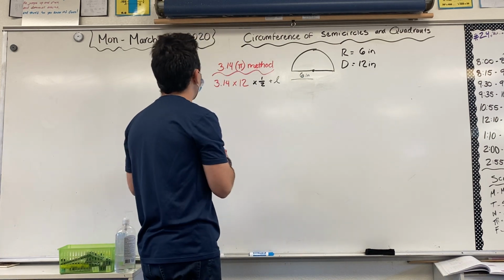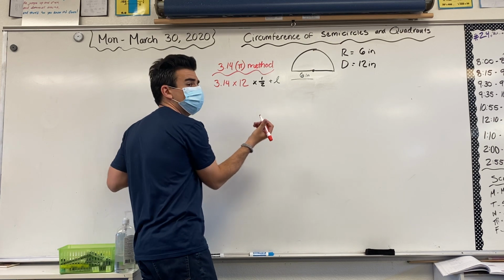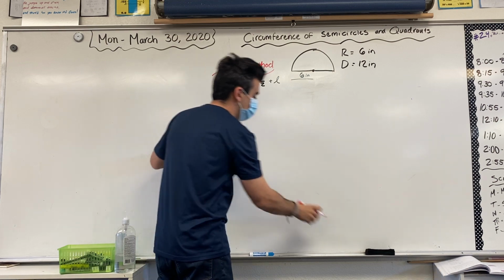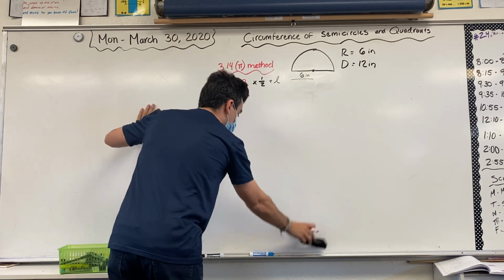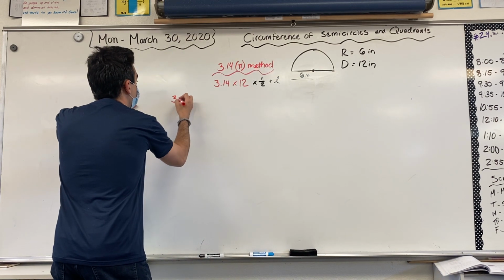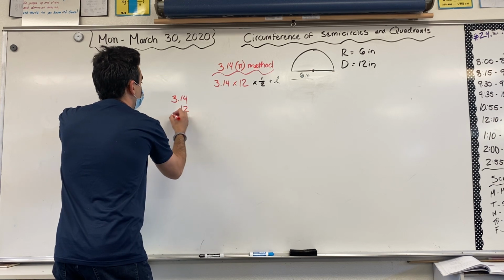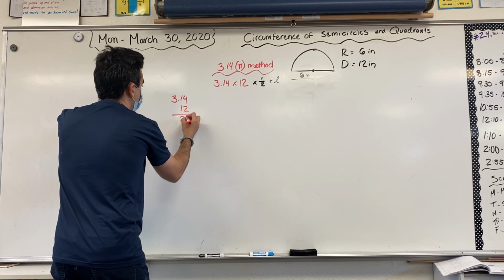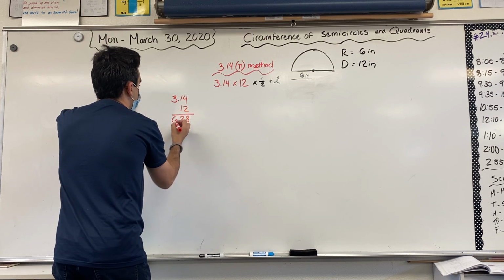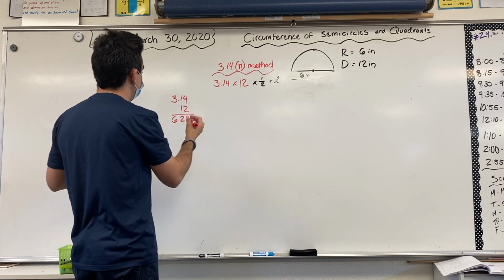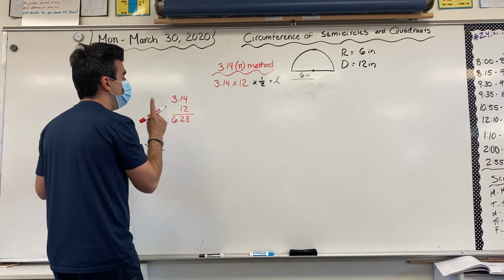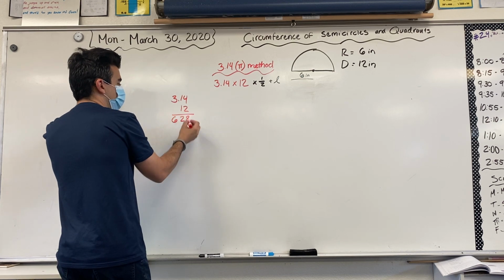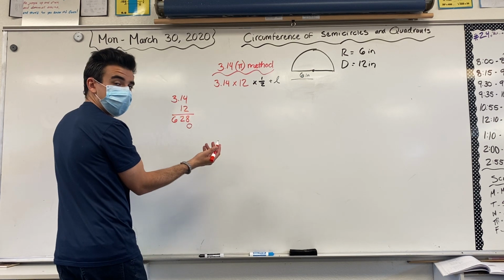So I have 3.14 times 12, and that's just basic multiplication algorithm. So you know what? I'm going to scoot over here so I have some more room because I'm going to need it later. 3.14 times 12. 2 times 4 is 8. 2 times 1 is 2, and 2 times 3 is 6. So with that, I get 628. However, that's only my first partial product. I got my second partial product and placeholder. That's a 0 because I'm in the tens place now.